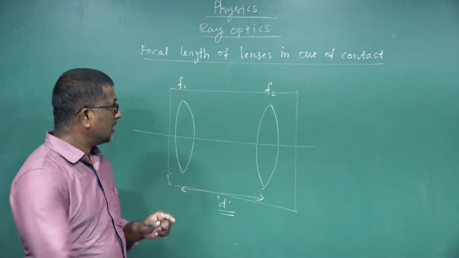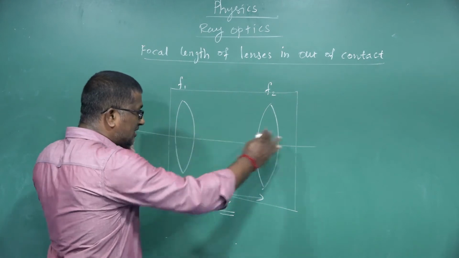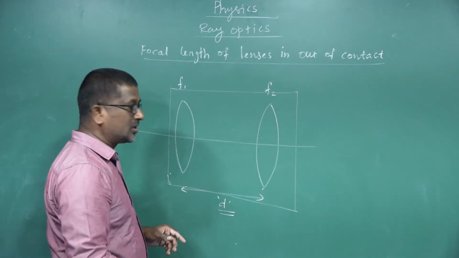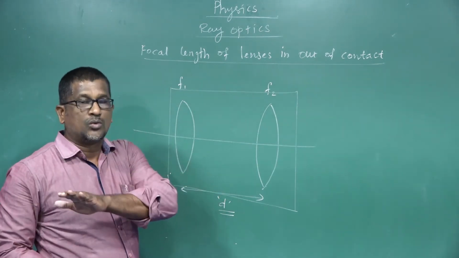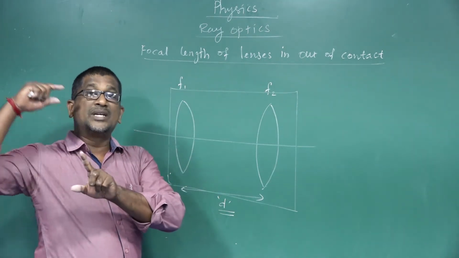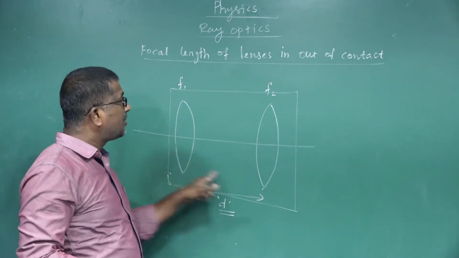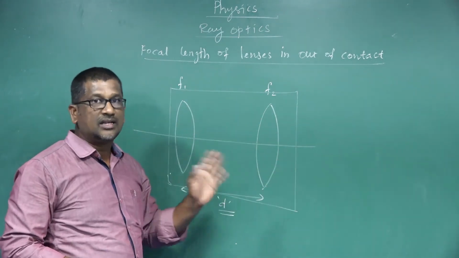Are you clear? If two thin lenses are separated by a distance of d apart, they cannot be treated as a single thin lens except in only one case. That is, if the object is placed at infinity, this combination can be treated as a single thin lens.